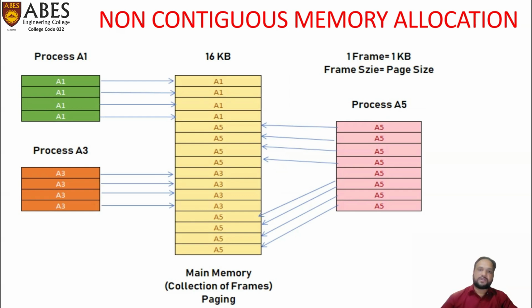Here you can again see that suppose we have 16 KB of main memory, and we have process A1 and process A3, each 4 KB, and then process A5 comes, which is 8 KB in size. Since A1 and A3 are accommodated at random locations and some places are empty, process A5 will get accommodated accordingly. This is the major advantage of having the page size equal to the frame size.